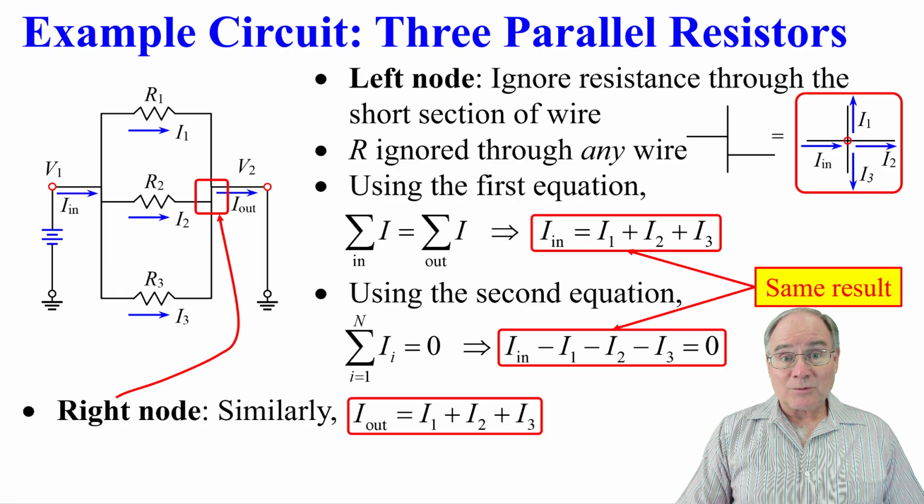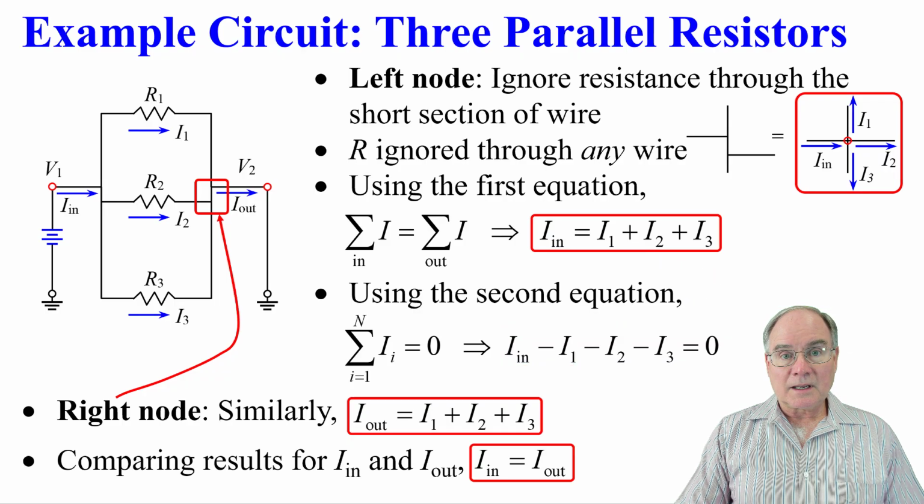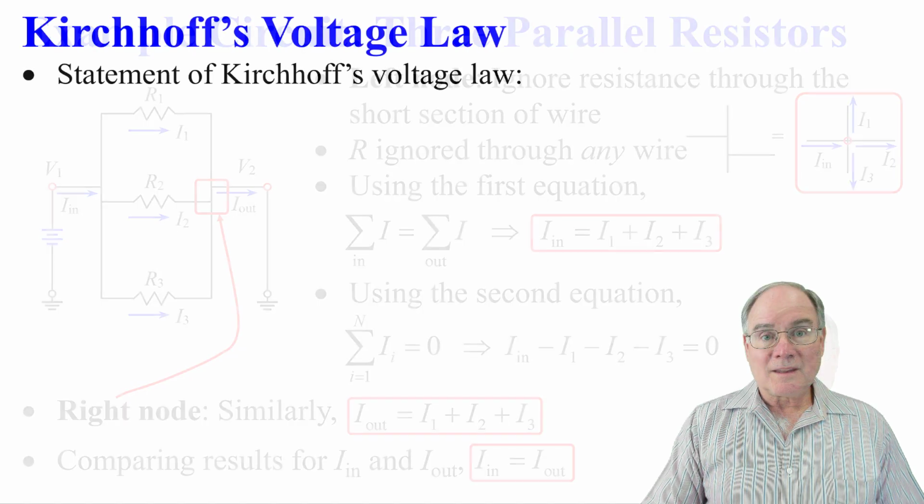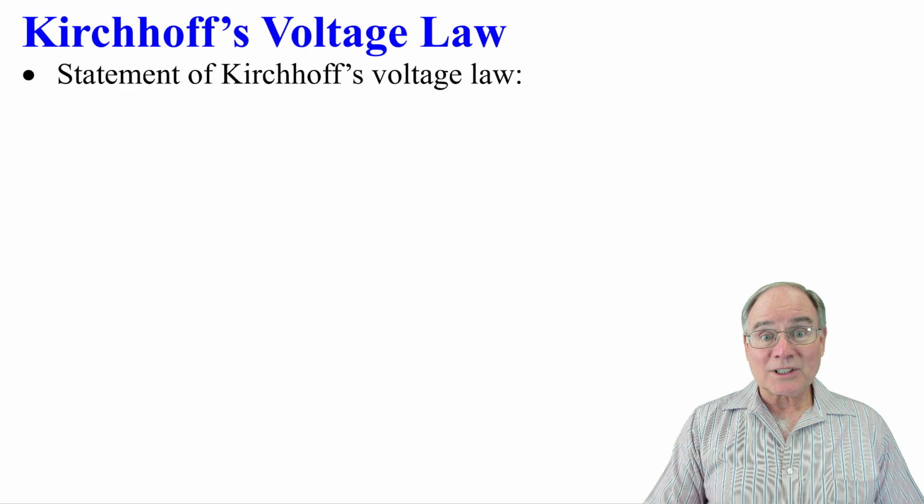Now we consider the right node, again removing this little section of wire, and we get I out equal I1 plus I2 plus I3. Comparing the two equations for I in and I out, we see that they must be the same. Now consider Kirchhoff's voltage law.